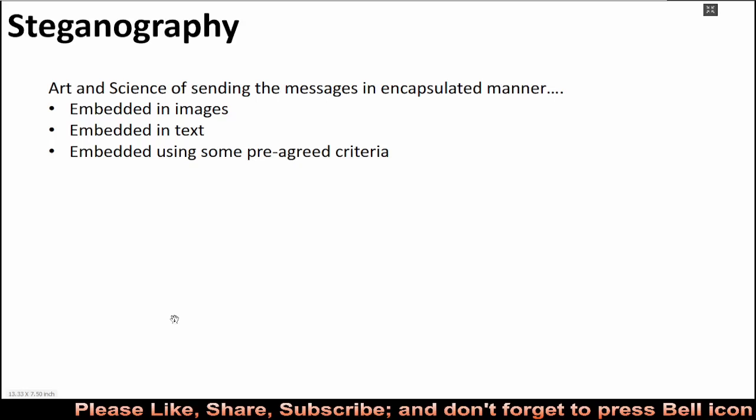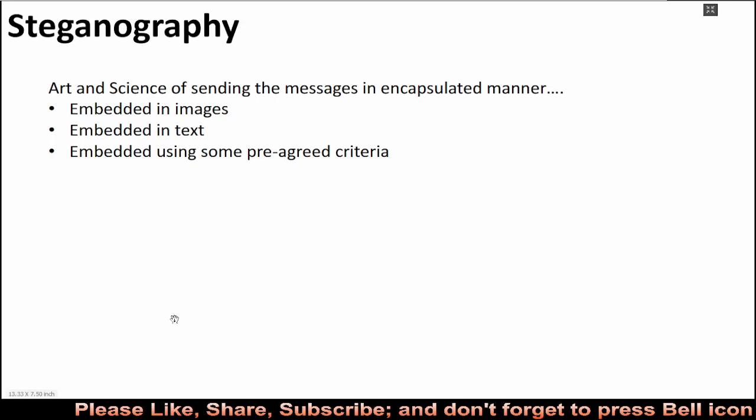Now this is the part we call steganography. What is steganography? Steganography was used by many of the old kings and spy agencies to send messages in an encapsulated manner. These messages may be embedded in images, or in text, or embedded using some pre-agreed criteria.